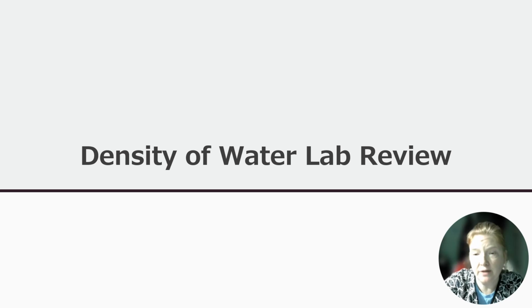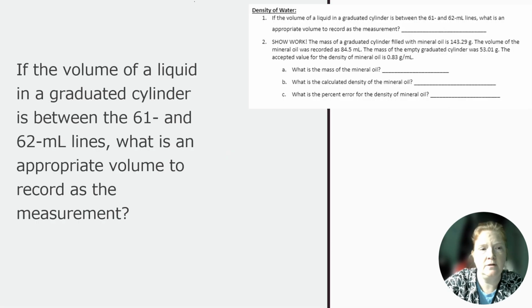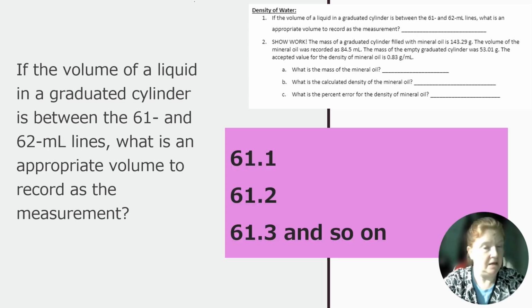All right, density of water. This is mostly a lab where you learned about measuring and different procedures. So if the volume of a liquid in a graduated cylinder is between the 61 and 62 milliliter lines, what is an appropriate volume to record as the measurement? So possibilities: 61.1, 61.2, 61.3, 61.4, 61.5, 61.6. It has to be 61 point and one digit after the decimal. If you wrote an answer like that, you are correct.